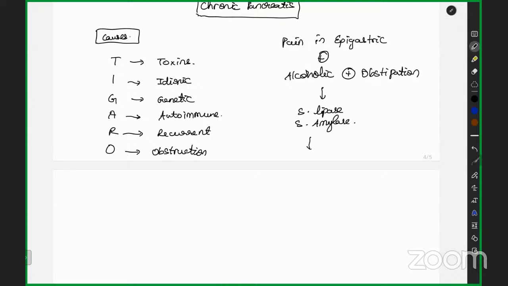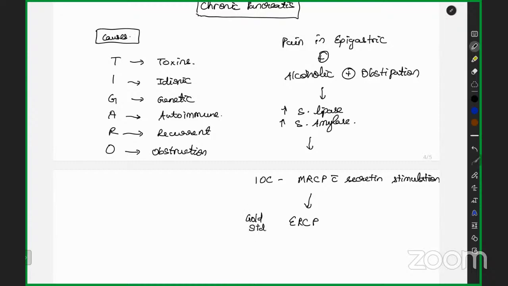So when the patient has increased serum lipase and serum amylase levels, the next investigation of choice is MRCP with secretin stimulation. After performing MRCP with secretin stimulation, what is going to be your next step? You're going to go for ERCP. ERCP is going to be the gold standard.